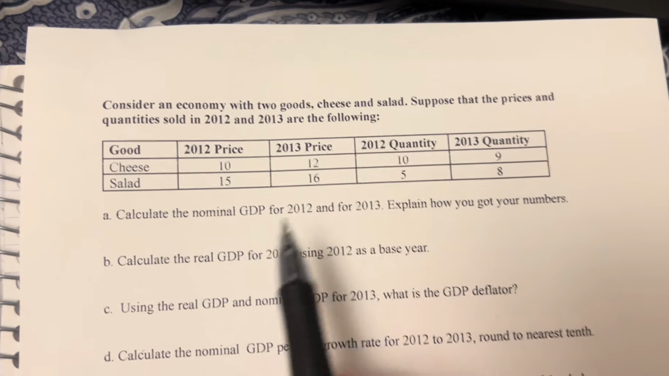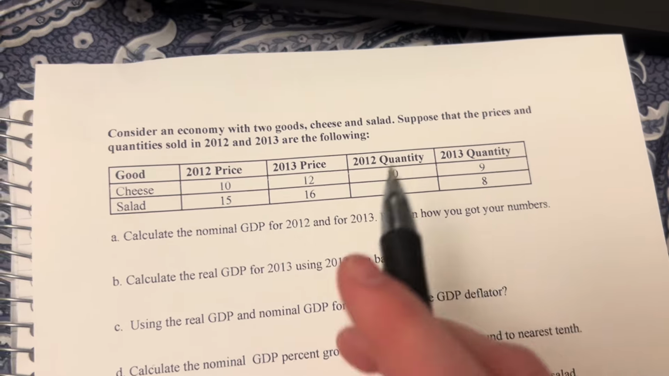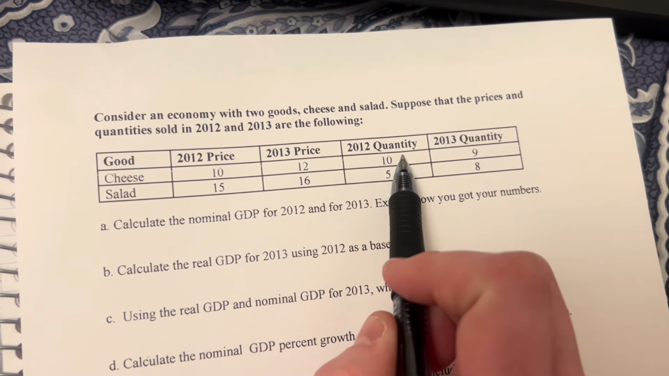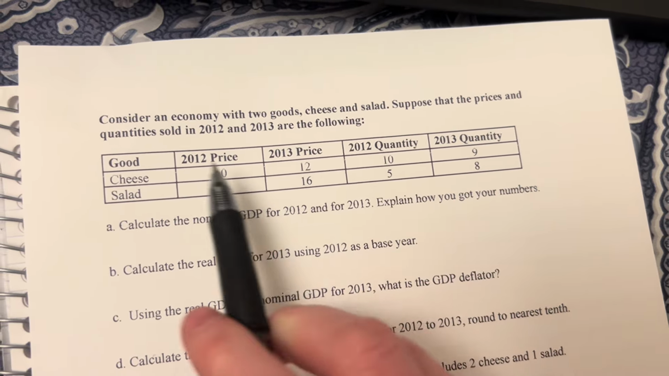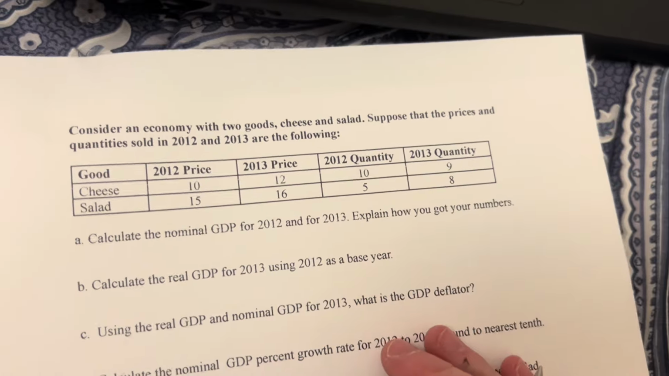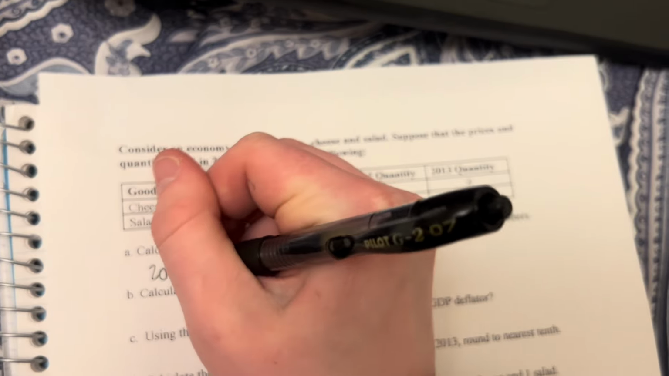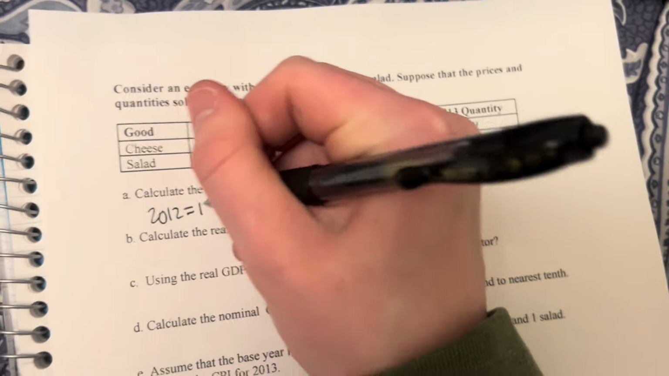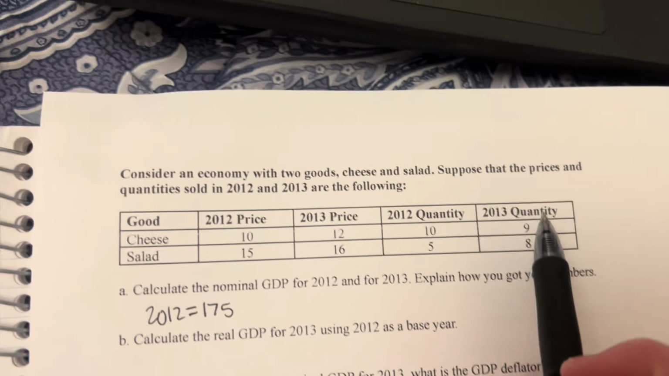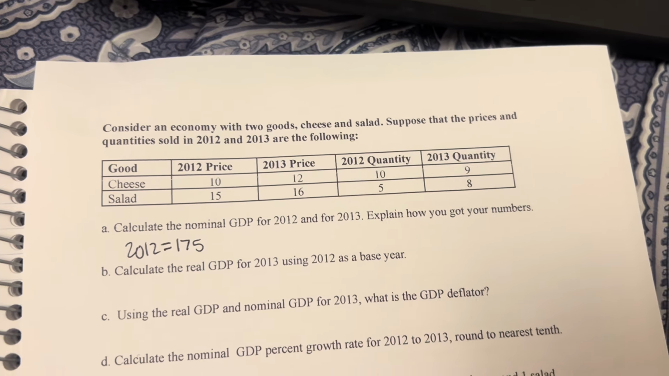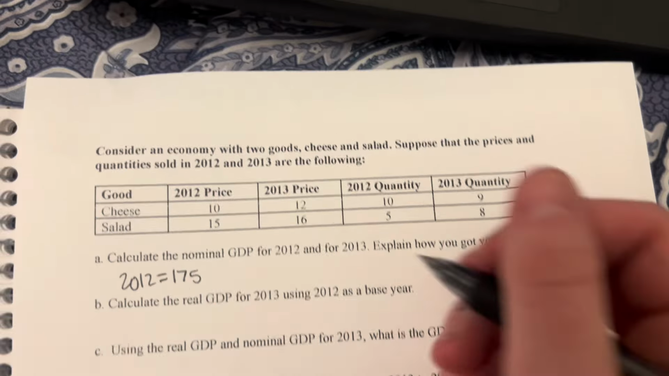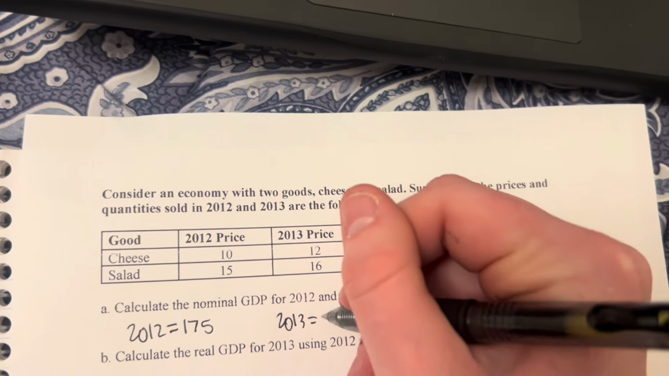It's asking to print out this document and fill out the questions. To calculate the nominal GDP for 2012 and 2013, you have to multiply the price by the quantity. So for 2012, 10 times 10 is 100, and then plus the salad, 15 times 5 is 75. So for 2012 it's 175, and then for 2013 you do 12 times 9, which is 108, and then 16 times 8, which is 128. So 128 plus 108 is 236. So for 2013 the nominal GDP is 236.